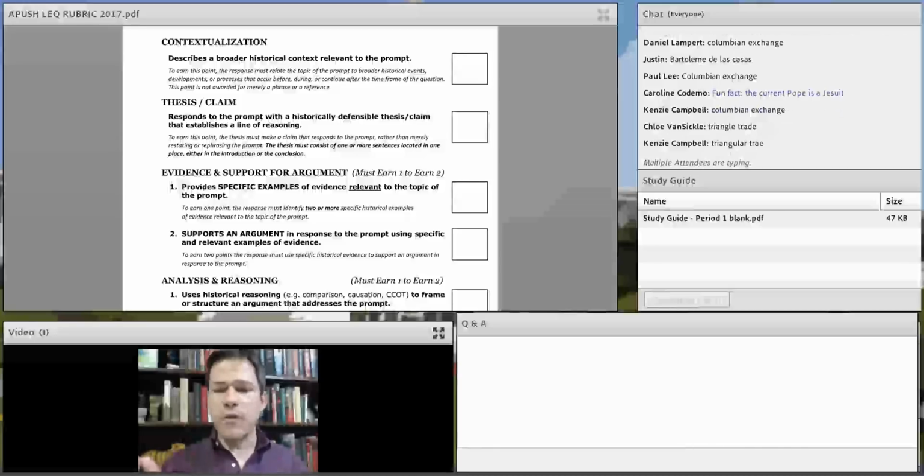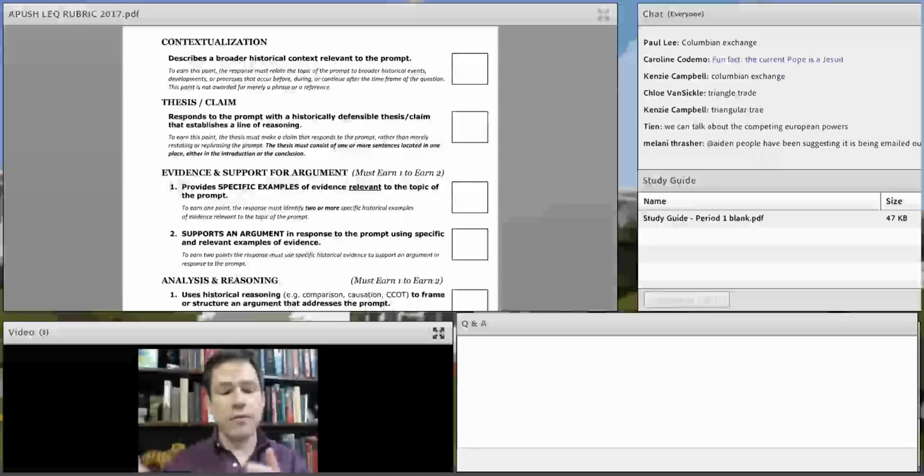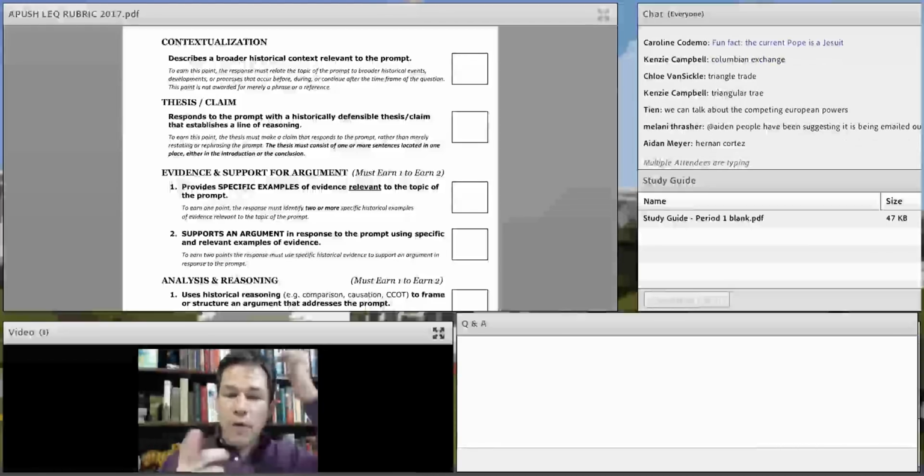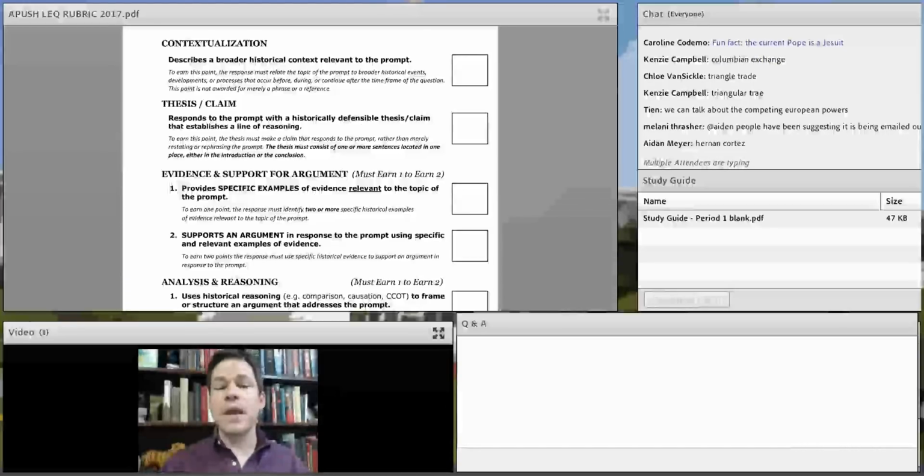You could bring in the triangular trade. You could bring in the Columbian exchange. You could write about De las Casas. I might be more prone to use him as outside information or something like that. But yes, okay, now, yes, Tien, we've just been talking about competing European powers. Hernan Cortez would be great. He'd be a good piece of evidence.